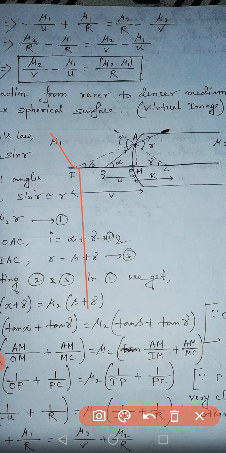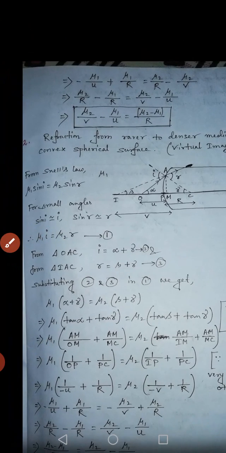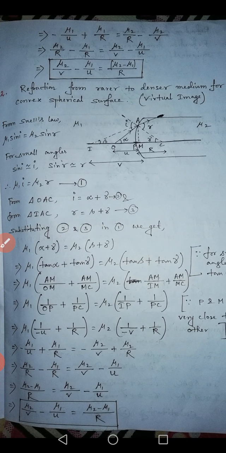We started with what? We started with Snell's law. So here also we are starting with Snell's law. This is Snell's law. Next step, what did we write? Sin i is nearly equal to i, sin r is nearly equal to r, as they are small angles. So then we got this equation just like the previous one. Put here equation number 1.